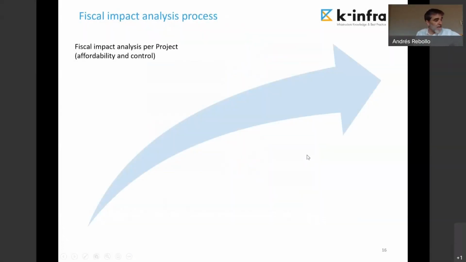Okay, and the last thing that I will explain is just an overview of the process of fiscal impact assessment. Remember, we are not covering all the derivatives of this assessment. We are not covering different manners to control the PPP liabilities. We are not going to discuss budgeting or accounting, okay? And this is the last thing that I will describe today. It's just to have an overview of the process for assessing affordability and fiscal impact.